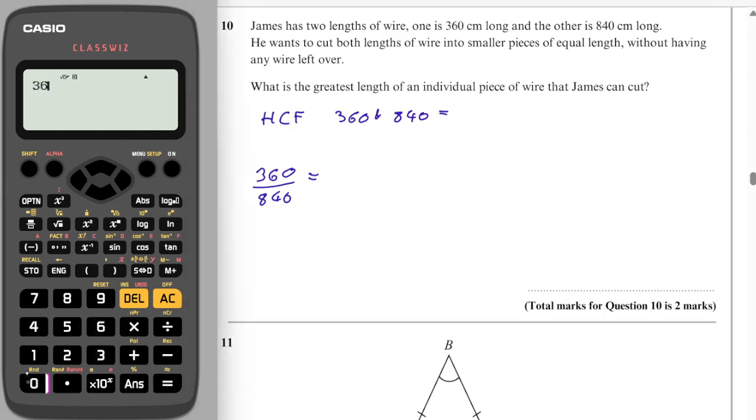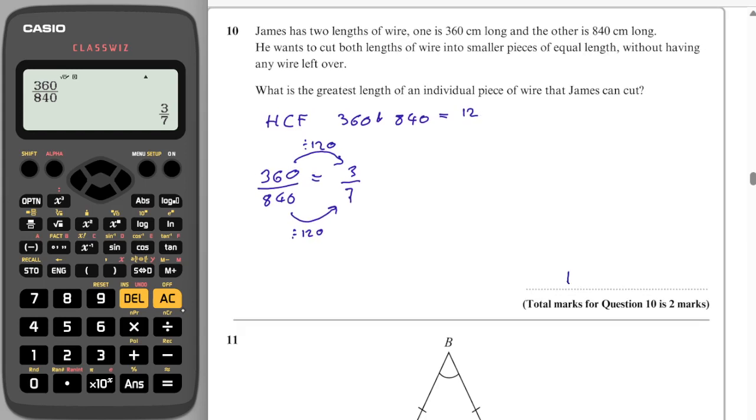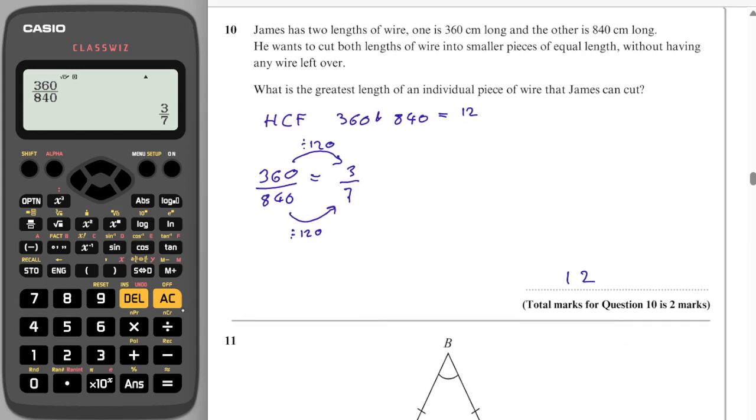So if I do 360 over 840, then that automatically cancels it down to 3/7. So what it's cancelled the fraction down by is that it's divided by 120. So that means that the highest common factor is 120. So nice quick version of doing that without doing prime factors.